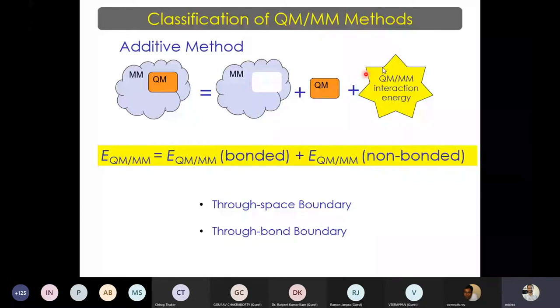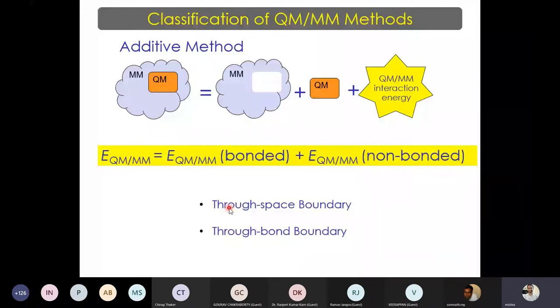We'll come to each of these terms because the magnitude or the definition of this interaction energy will actually depend on how we have defined our boundary. We have defined a QM region and an MM region, but where is that boundary? The boundary can be thought of in two different ways. One is through space boundary, another is through bond boundary.